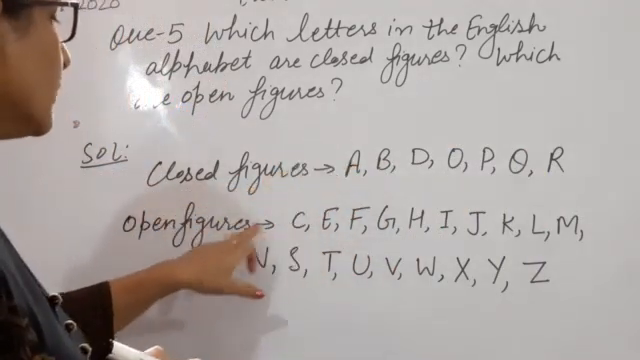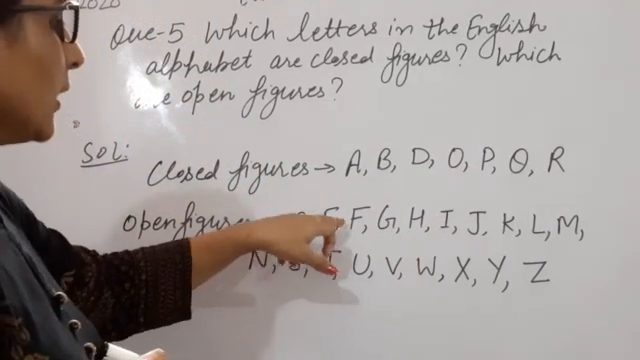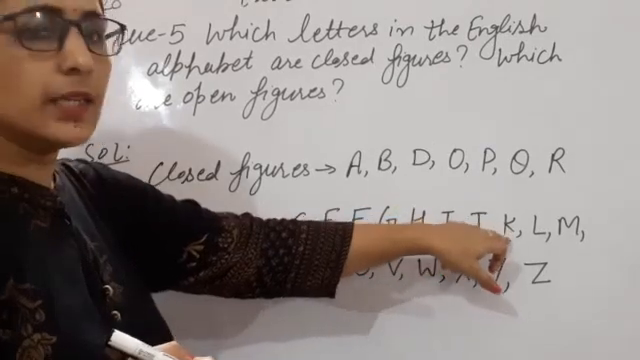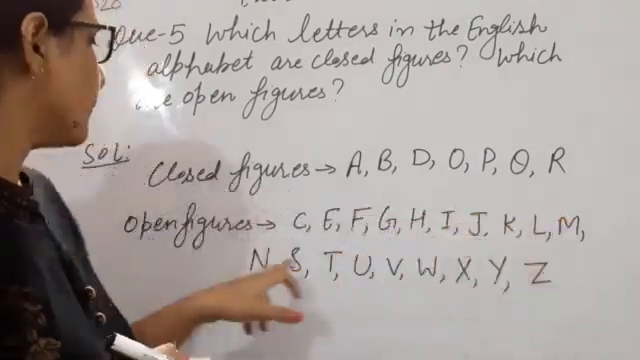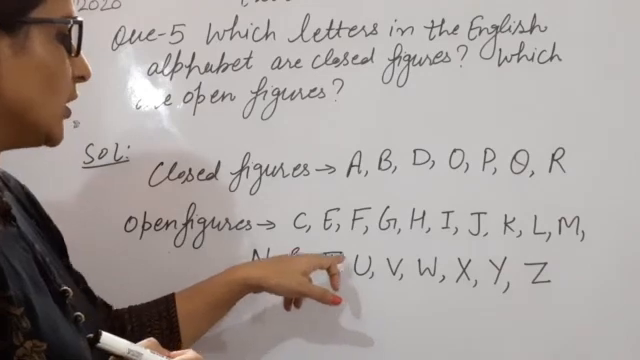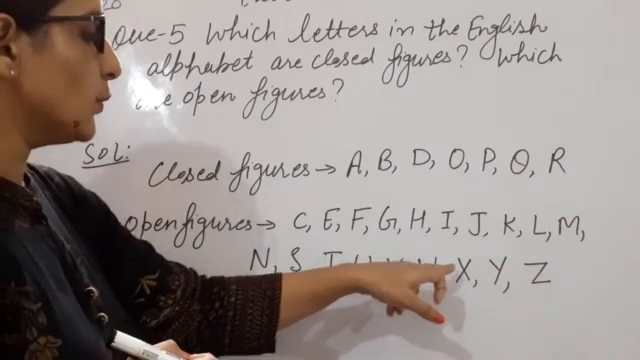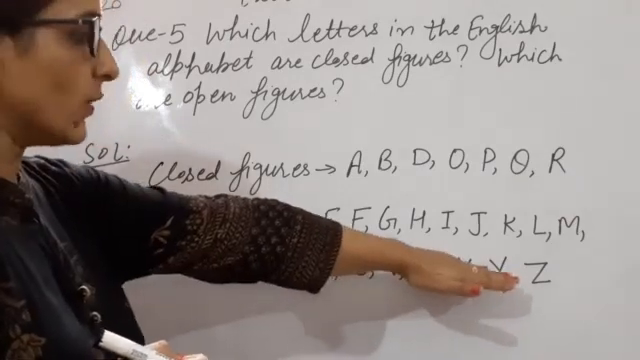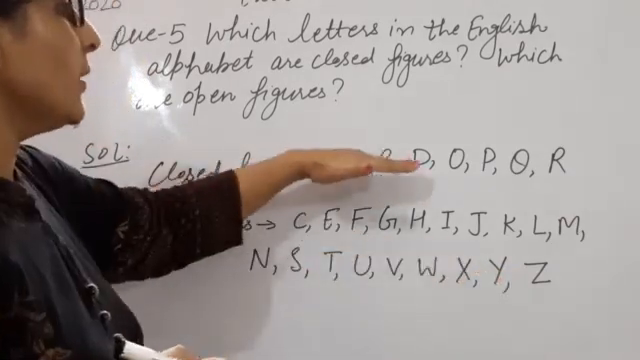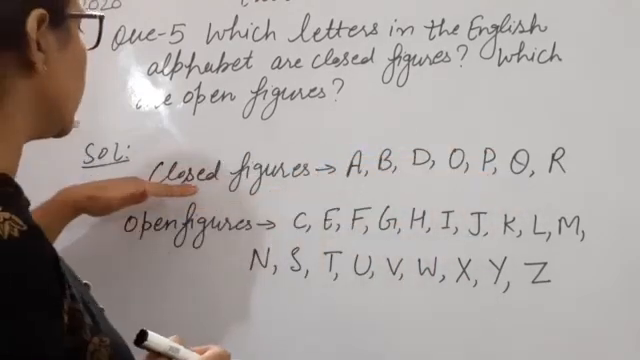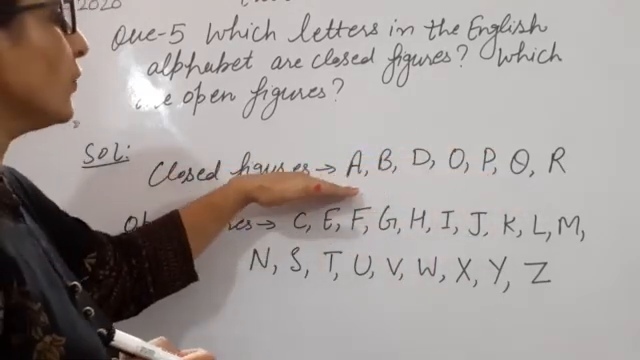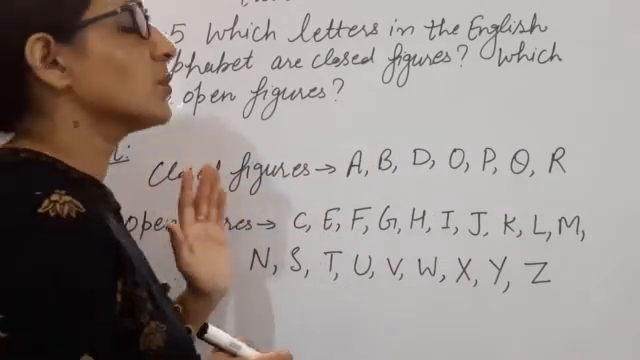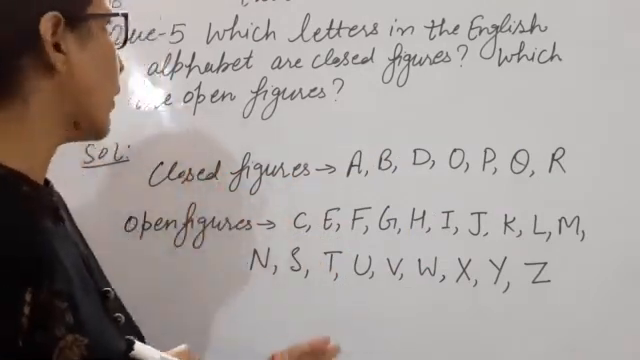Now the open figures are C, E, F, G, H, I, J, K, L, M, N, S, T, U, V, W, X, Y and Z. So these are the open figures of the English alphabet, and A, B, D, O, P, Q and R are the closed figures of your English alphabet. So this is your question number 5, beta. This is all about your exercise number 4.4.